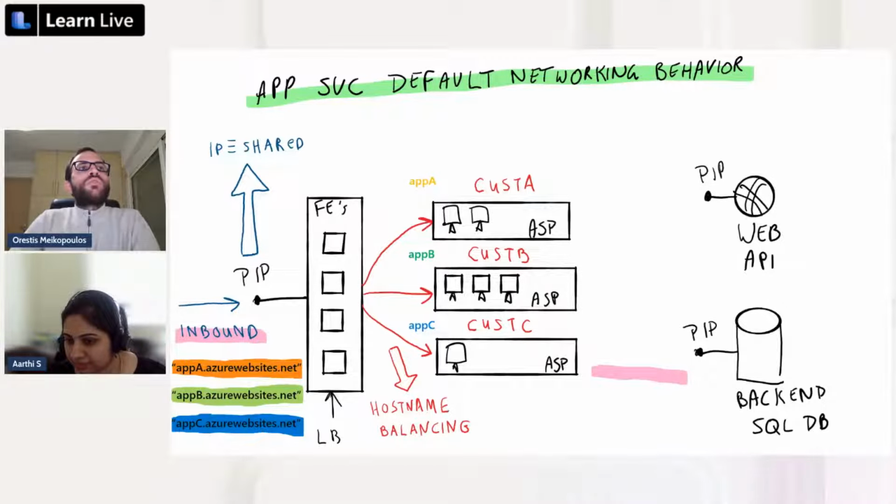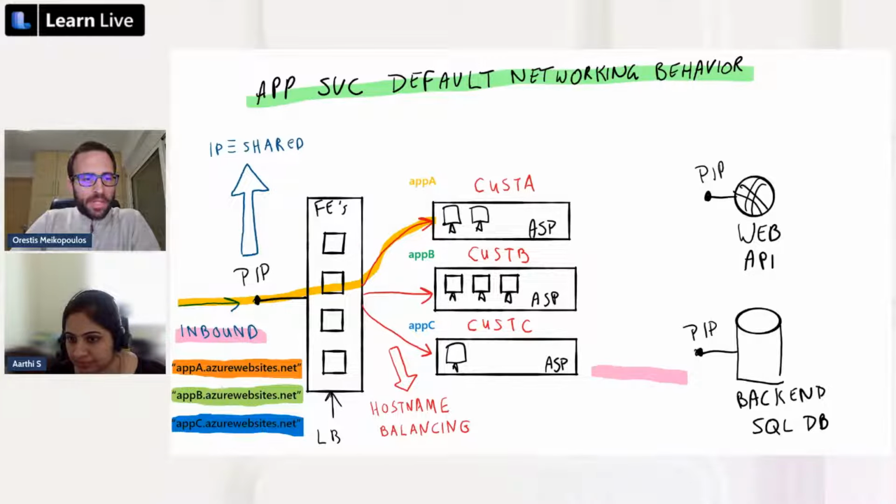Let me quickly change the laser here to do a highlight and change my ink color. Okay. So in the first case, let's say that a user tries to navigate to appa.azurewebsites.net. Then this traffic will first hit the shared incoming IP address here. Then it is routed to the front-end nodes that act as a load balancer. These front-end nodes will forward the incoming request to the first app service plan here, which belongs to customer A and where app A is actually running.